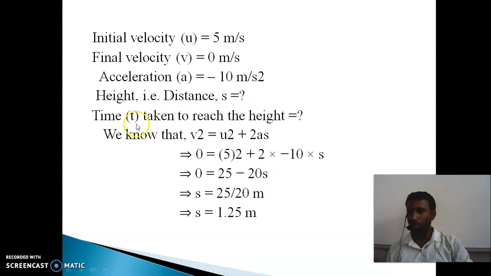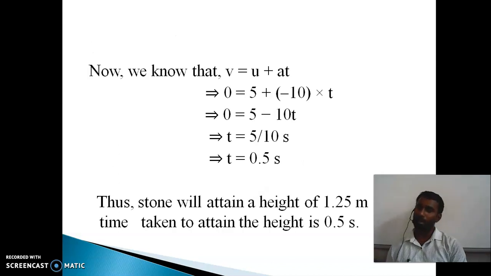One more thing they asked is the time taken. Now look at the time taken value. We know v equal to u plus at. V should be 0, u should be 5 meter per second, plus a we found from the given value, minus 10, and t we have to find. So 0 equal to 5 minus 10t.